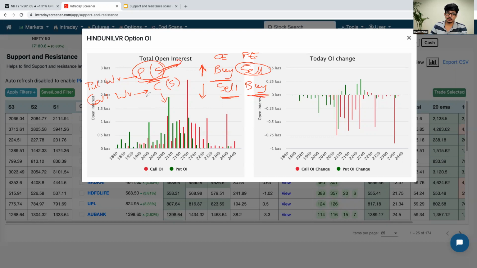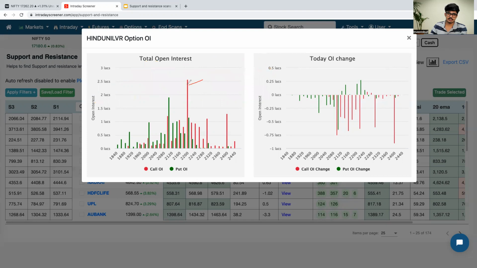What do you mean by call writing? Calls are getting sold. So what does this mean? People are expecting that the stock or any index or any security will fall in the upcoming period of time. Here you could clearly see that call writing is more when compared to the put writing at this specific strike price.